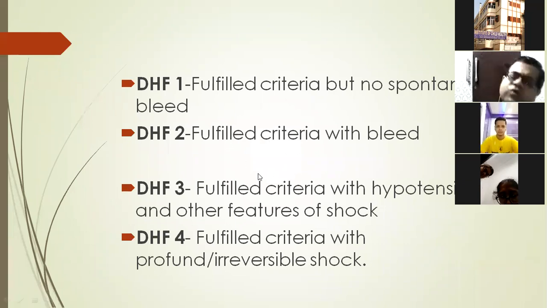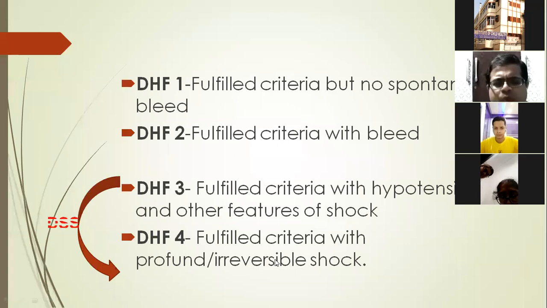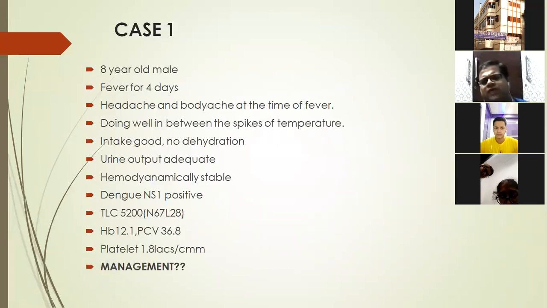DHF3 fulfills all criteria of DHF, accompanied by hypotension and other features of shock. And DHF4 is the profound shock or irreversible shock. These two are called dengue shock syndrome. So DHF criteria must be fulfilled to call a patient dengue shock syndrome. So let's come to case 1.